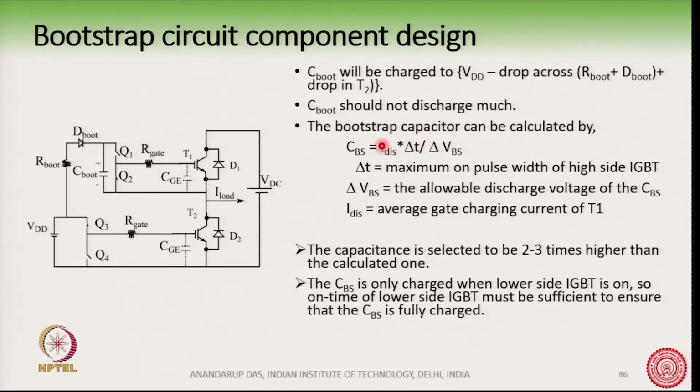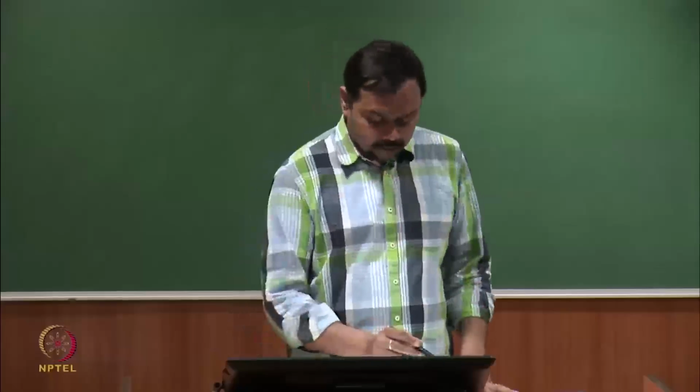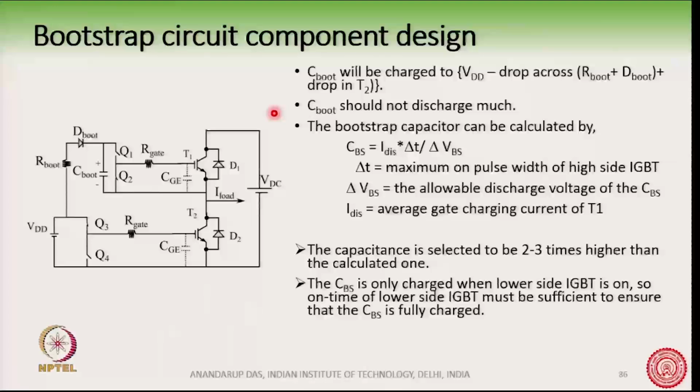That means this factor here is the total gate charge required by the IGBT T1. So, this total gate charge of T1 is divided by how much voltage we will allow to fall in the Bootstrap capacitor. So, this is the total charge divided by the delta VBS, that is the amount of voltage we will allow this to fall. So, that is how you will calculate the Bootstrap, and the capacitance you can select 2 to 3 times higher than this value, so as to keep it within a safe limit.